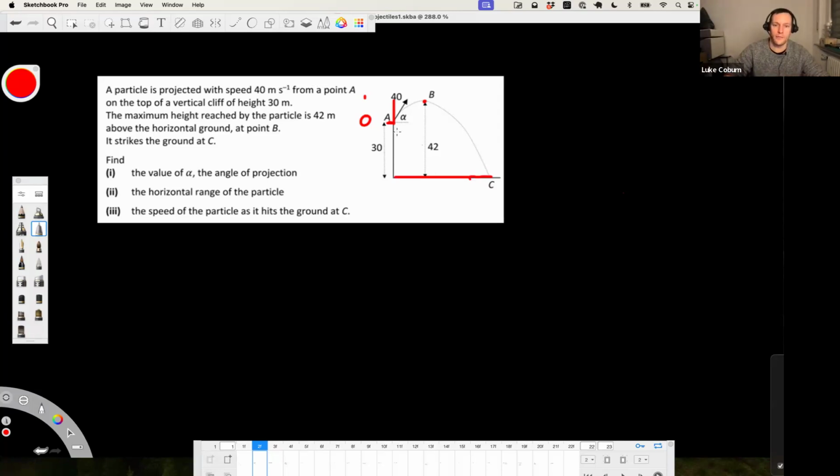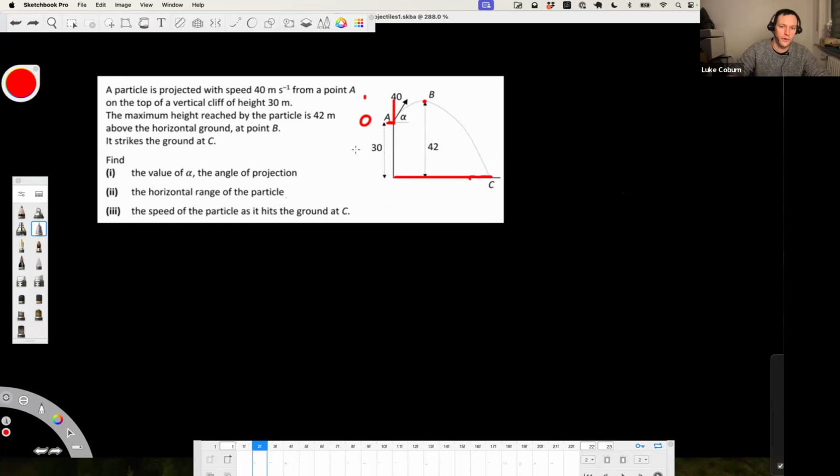Okay, so similar question to what we had last week. We're starting from the top of a cliff. We get projected at a speed of 40, 30 meters up. We get to a maximum height of 42 meters, and then we land at C, and we're asked for alpha. We're asked for the horizontal range, that distance there, and we're asked for the speed of the particle as it hits the ground at C.